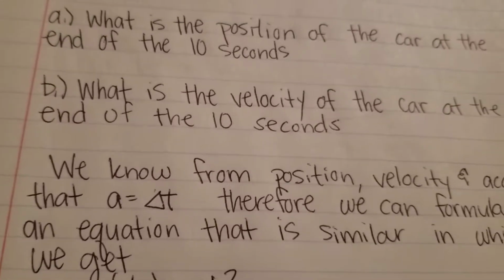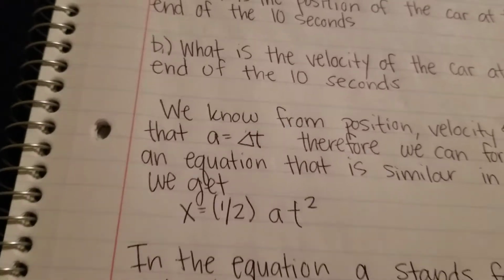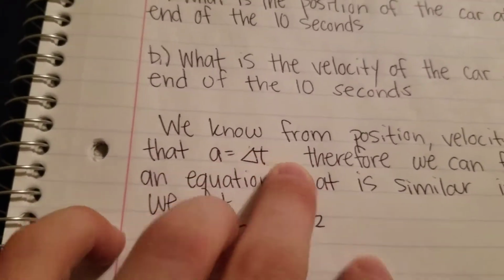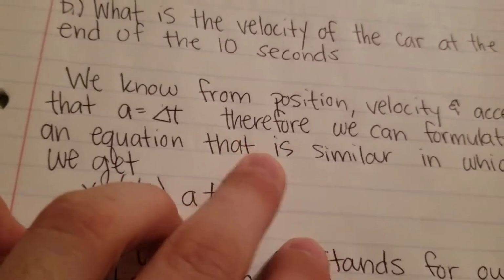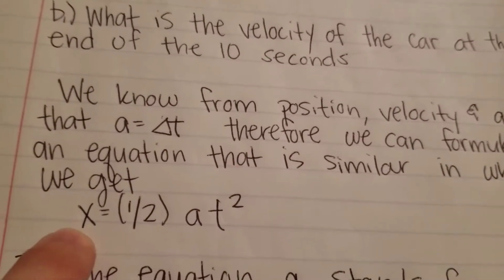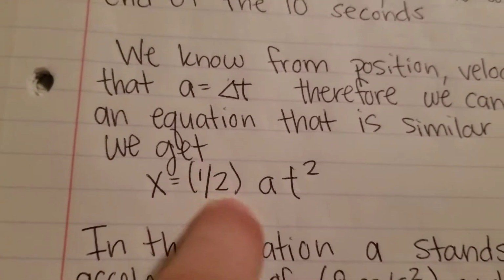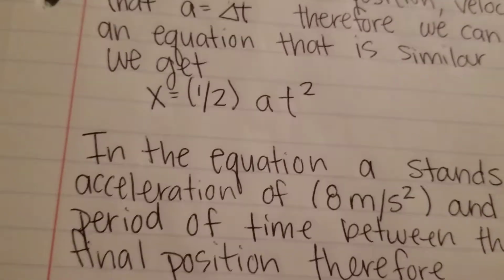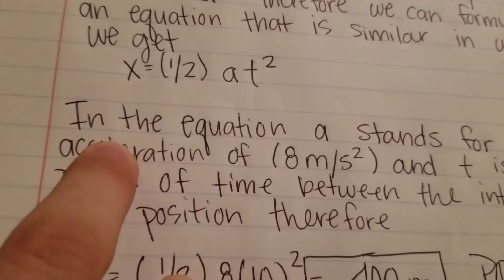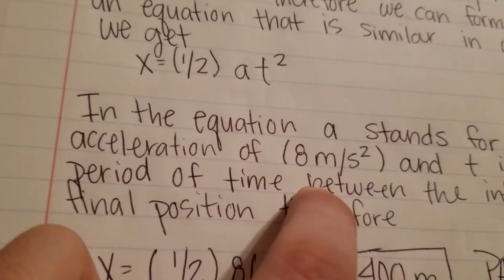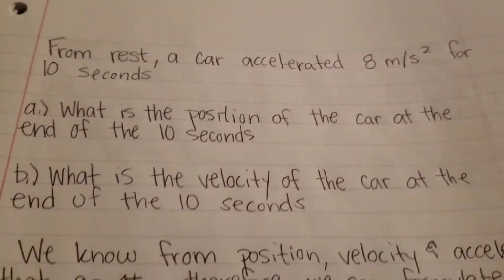So from our position, velocity, and acceleration chapter, we know that our acceleration is our change in position or our change in time. So therefore, if we plug in numbers and rewrite equations, we can get an equation which looks something like x equals 1/2 times a times t squared. So basically what that means is that a is going to stand for the acceleration of how fast the car was accelerating, which in this case is 8 meters per second squared.